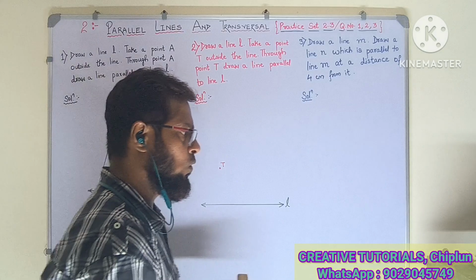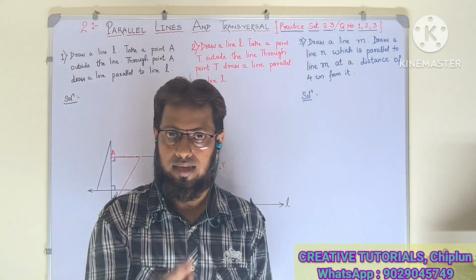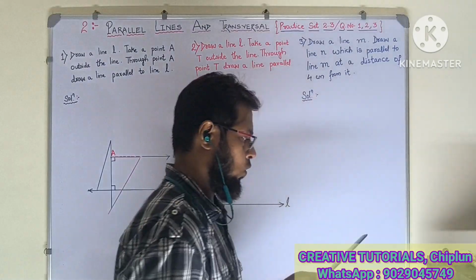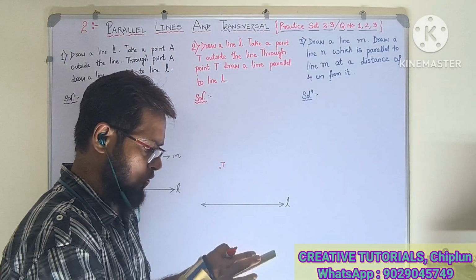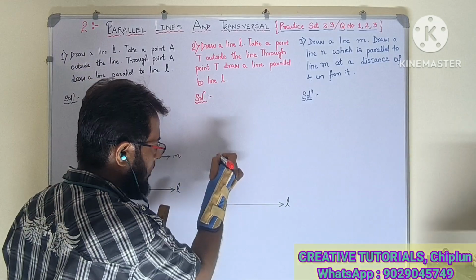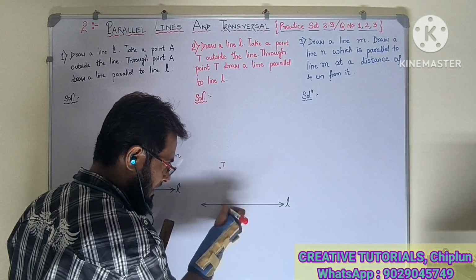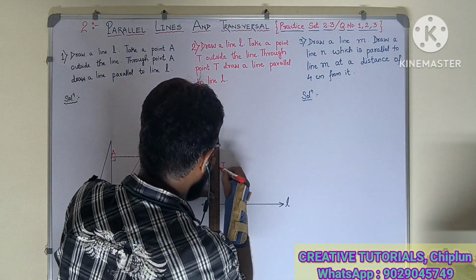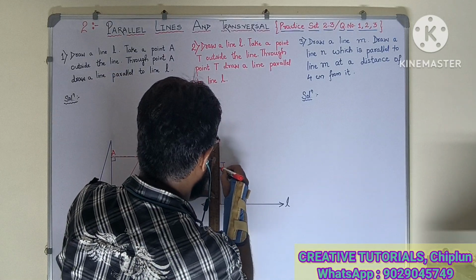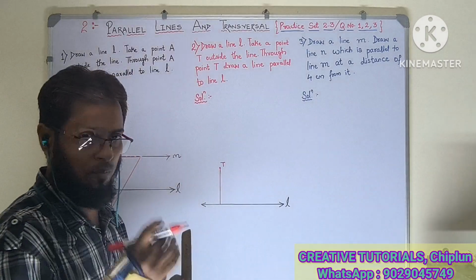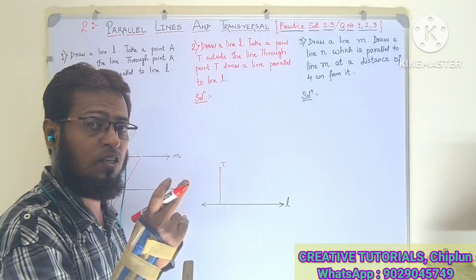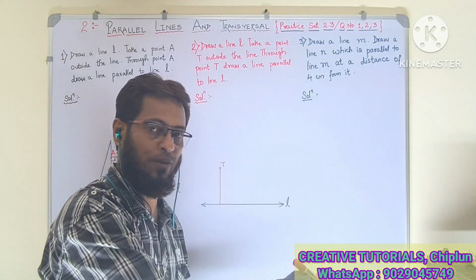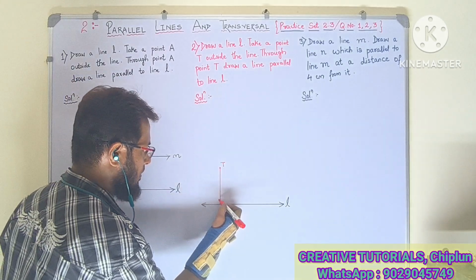So what you will do is make use of your set squares again, and through this point you will draw one perpendicular to this line L. Suppose this is that perpendicular line. You will draw it with the help of your set square. If you remember, this is the second method of construction number 1, which was taught to you in my last to last video.